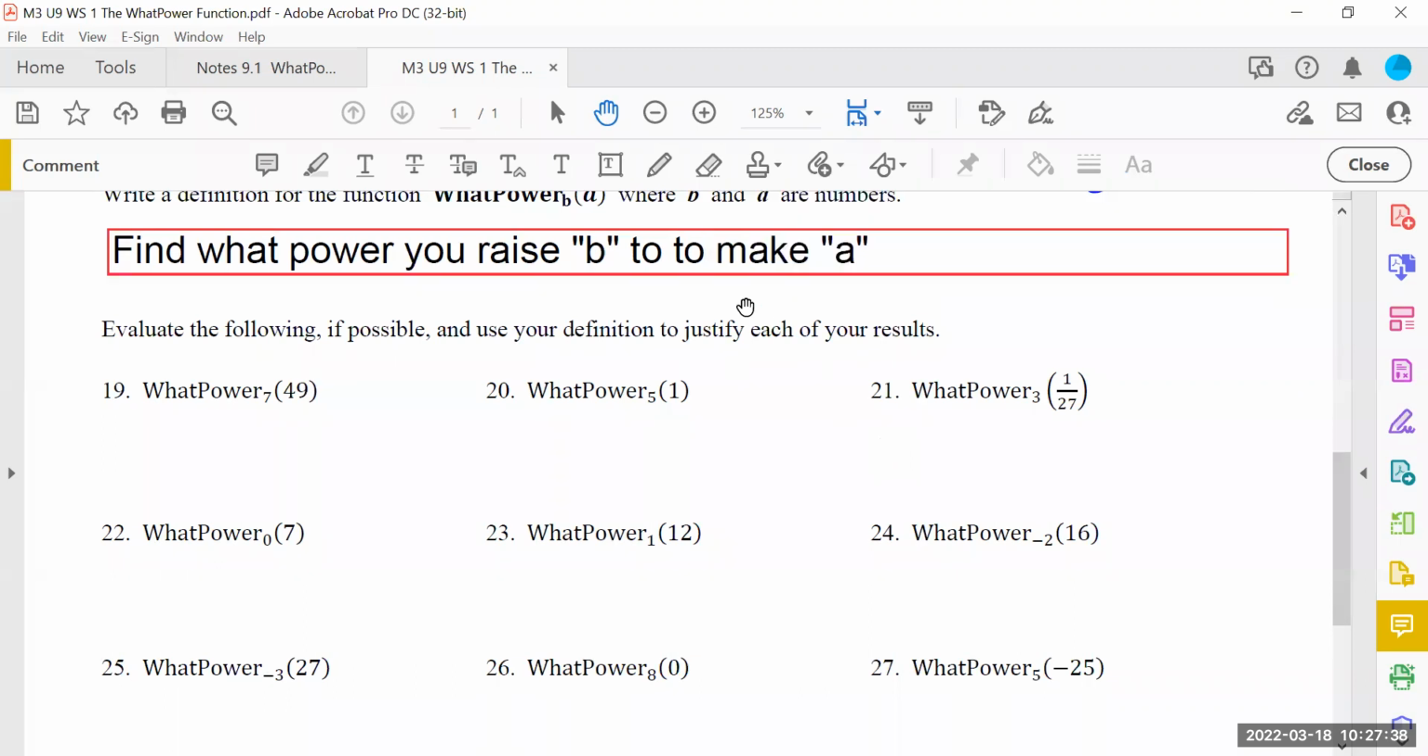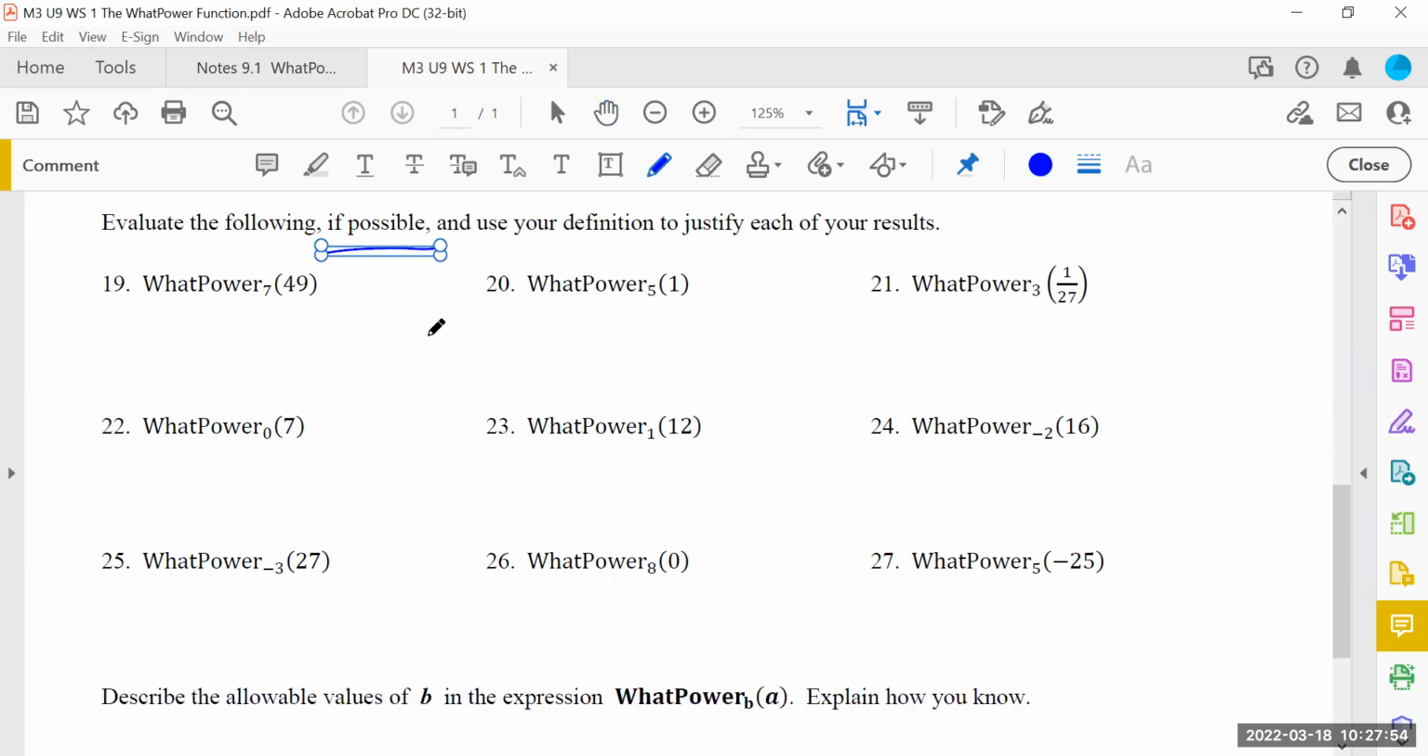Next one, evaluate the following if possible. So this is on the next page. My PowerPoint, for some reason, didn't have the page right there. It kind of squished everything together. Notice the change in the instructions. Evaluate the following if possible. That's your little clue that a lot of these are not going to actually work out. Not all of them, but there'll be a handful in here that don't have an answer.